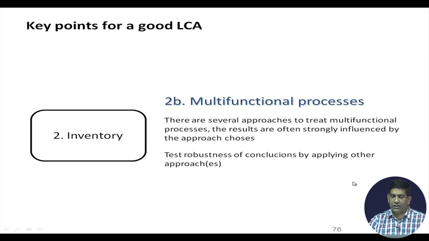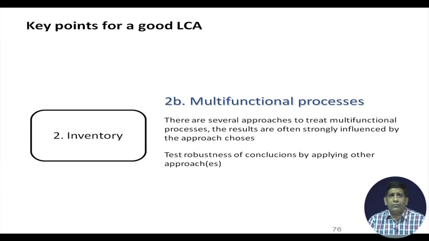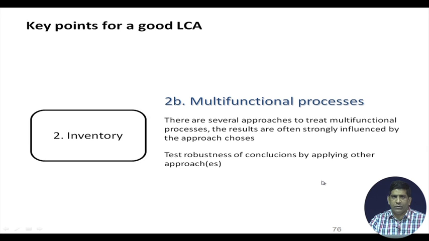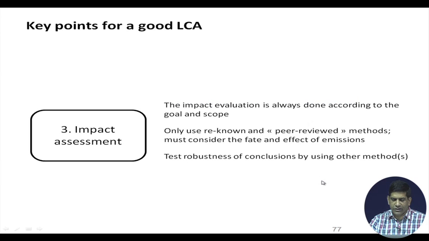Multifunctional process: there are several approaches to treat a multifunctional process. The results are often strongly influenced by the approach you choose. So here you have to do the allocation of different emissions as well as inputs as well as outputs for this multifunctional process. So you do one approach, and then you test the robustness of the conclusion by applying other approaches to see how the conclusion changes based on different approaches.